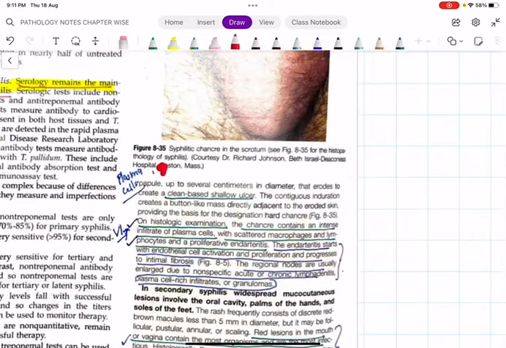Papule means what? A palpable skin lesion with a clean shallow-based ulcer. Clean shallow-based ulcer.